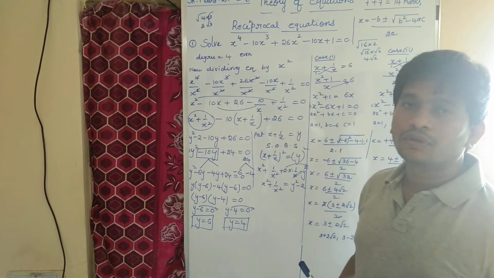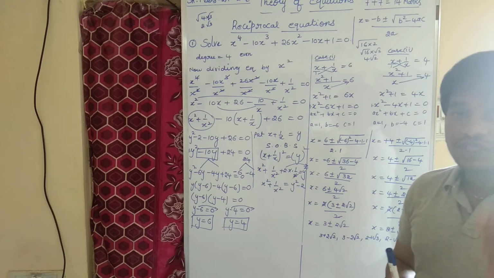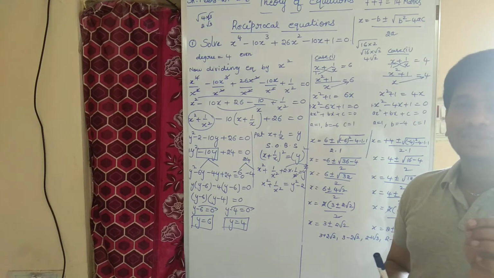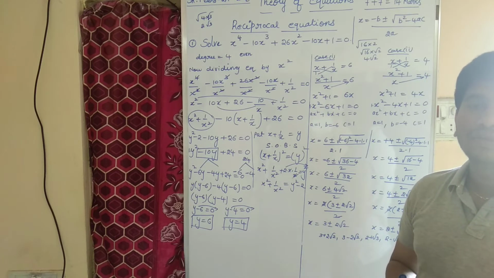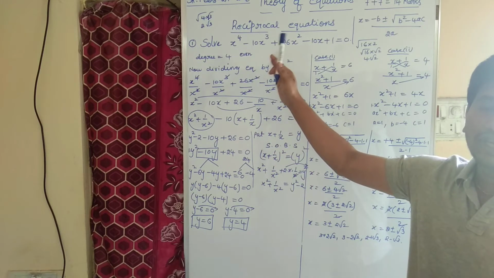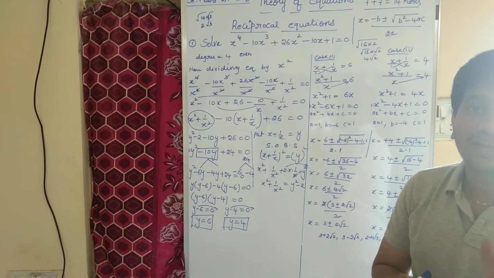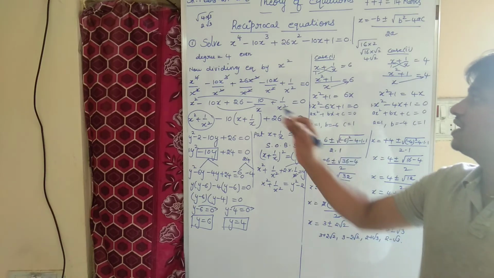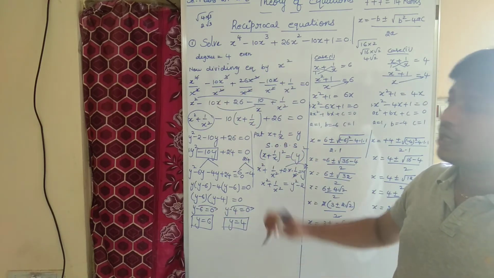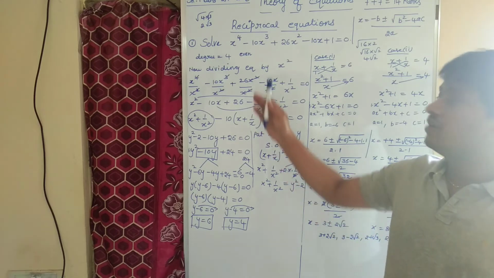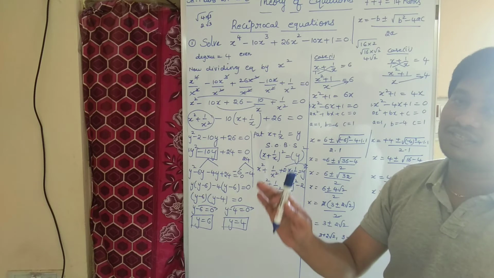Children, how will they ask the question? They will say solve, and give an equation. The first thing we need to see is the degree. If the degree equals 4, which is even degree, that is the standard form of a reciprocal equation. Hence, we need to divide the given equation by x square. Whatever the equation, if the degree is 4, divide the given equation by x square. No need to be confused here.